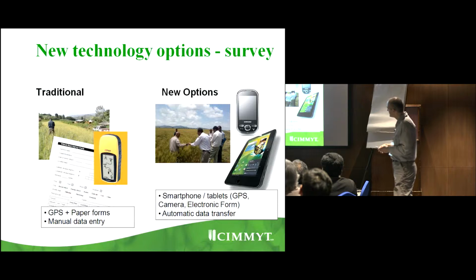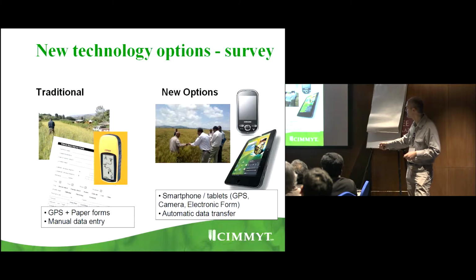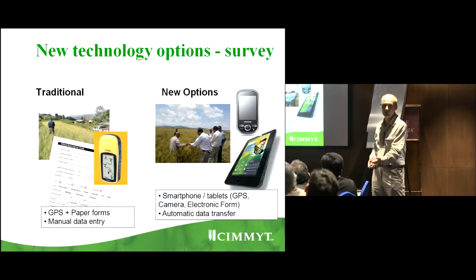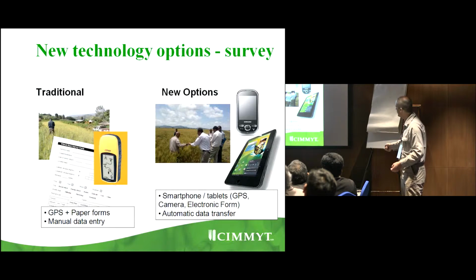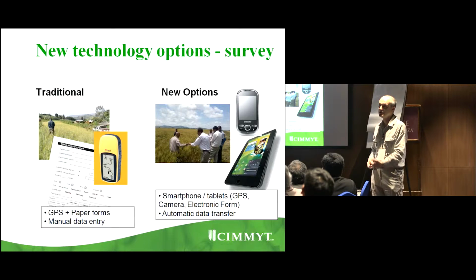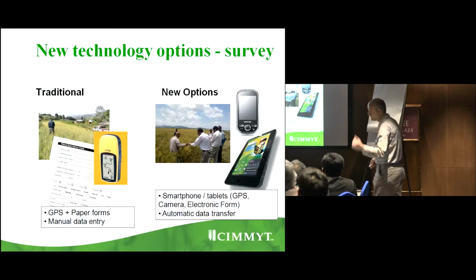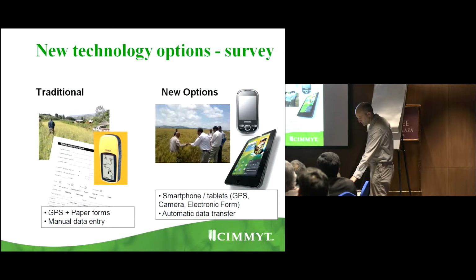So technology options for survey. I guess the traditional way would be a standardized paper form with a handheld GPS. So you go out in the field, you can record the location, you can record the disease information that you see. Now we have different options, smartphones, tablets, where basically you can record the same information, the location and the disease information, but you can just do it electronically. And we'll look at both options today and probably also on Saturday and Sunday as well.